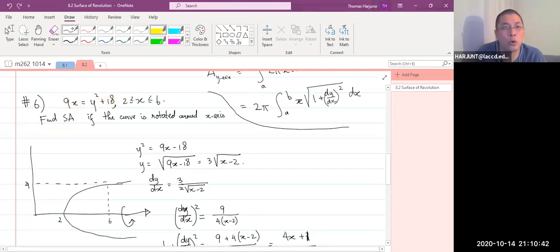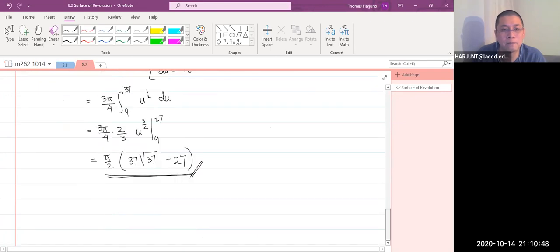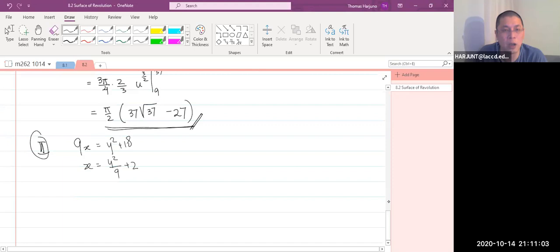So the second way, let's call this the first way, the second way, the second method. I get 9x equals y squared plus 18. So x equals y squared over 9 plus 2. Notice that that's x as a function of y. So dx/dy will be 2y over 9.